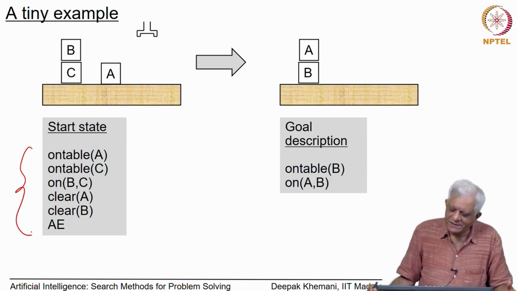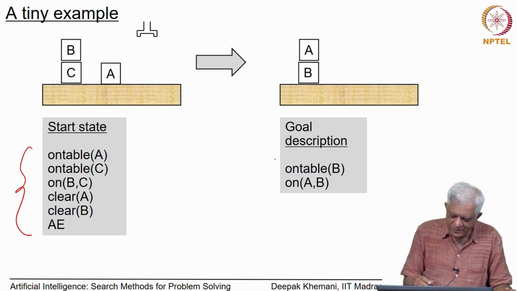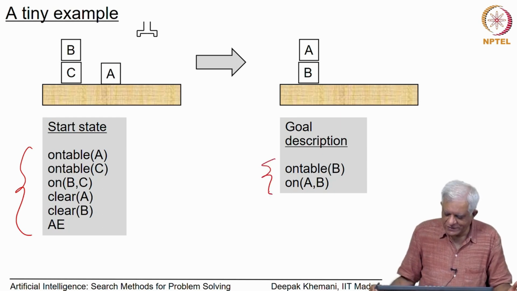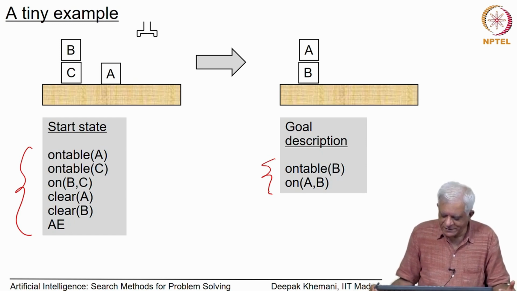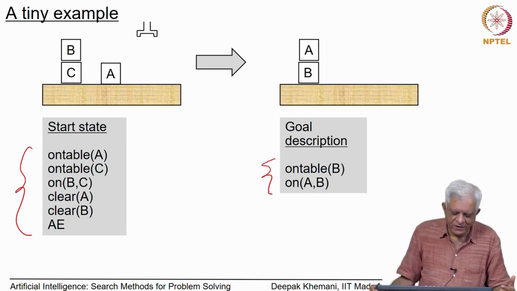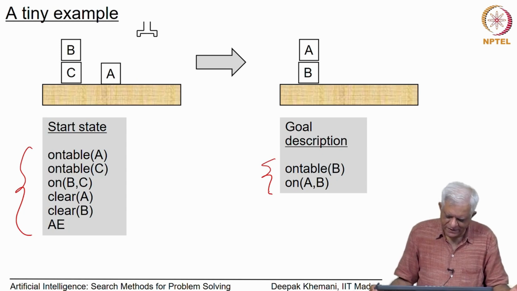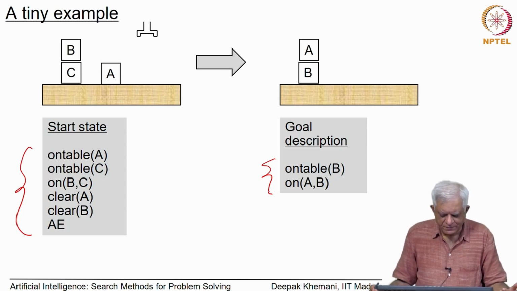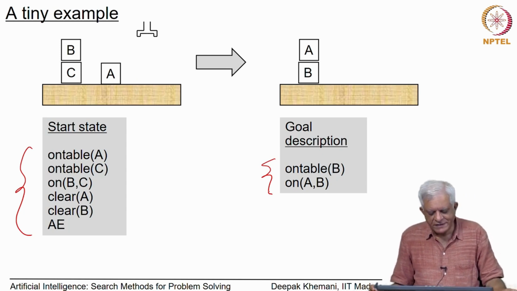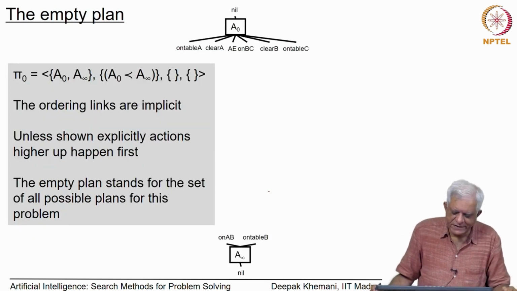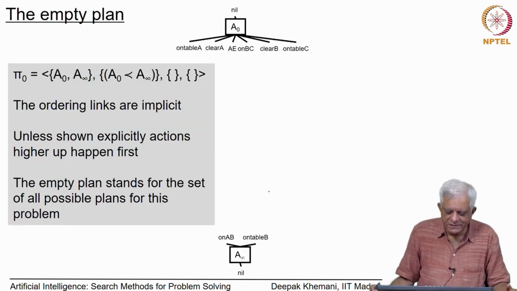The last action A infinity will consume the goal predicates. The goal predicates are two in this case. One says that B is on the table and the other says that A is on B. We do not care about anything else. We do not care where C is and whether the arm is holding C or whether C is somewhere else. Maybe it could be on A or maybe it could be on the table. It does not matter to us. So, this is a starting plan that we begin with.